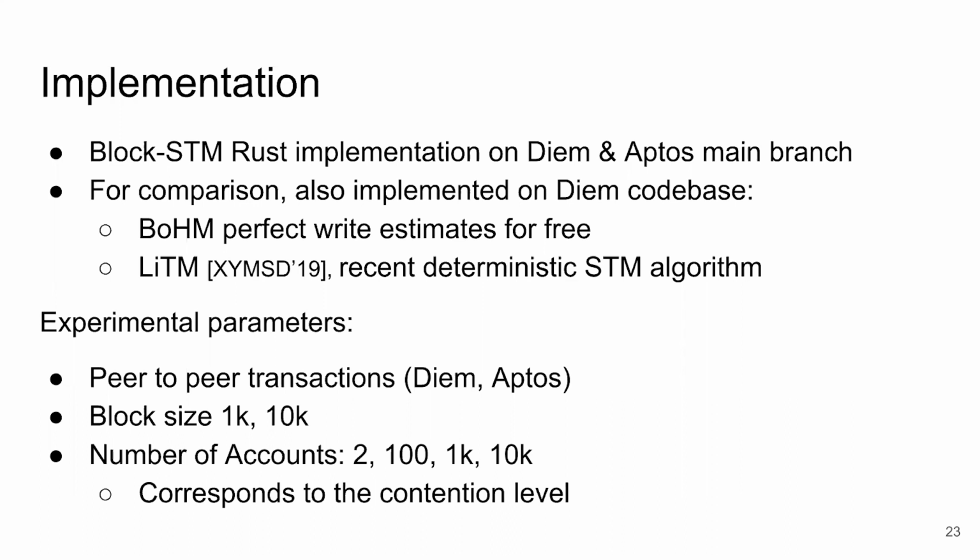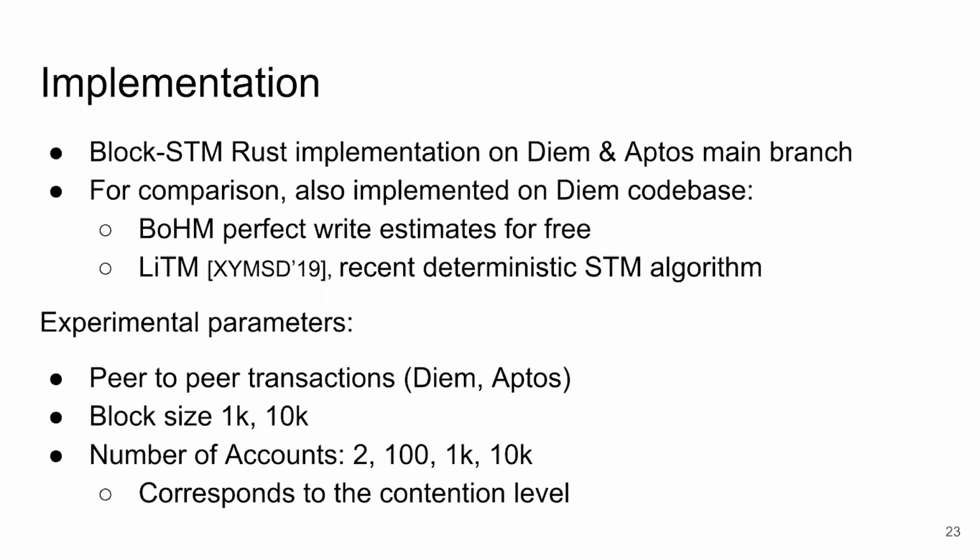We have an implementation on the DM code base and also on Aptos. And we compared it to BOM. In order to compare to BOM, BOM needs estimates, so we just gave it perfect estimates for free. That's because sometimes it will beat us, but it's because it knows something that it would have to work really hard for, or would be impossible, to get. And then there is LITM, a recent deterministic STM algorithm, which came out a few years ago, compared with other deterministic algorithms, and outperforms them. So we chose it as a good candidate.